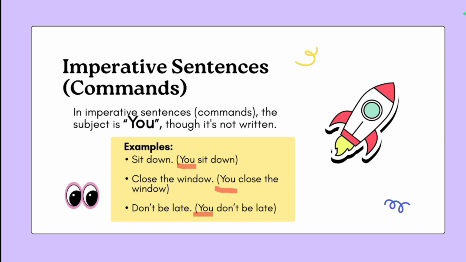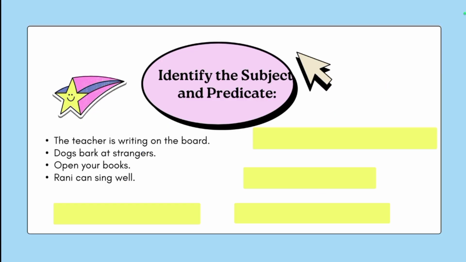So remember, when we have imperative sentences where you don't find the subject directly, then we take you as the subject, and the remaining part of the sentence will become the predicate. Here are some more sentences. Let's identify the subject and the predicate.